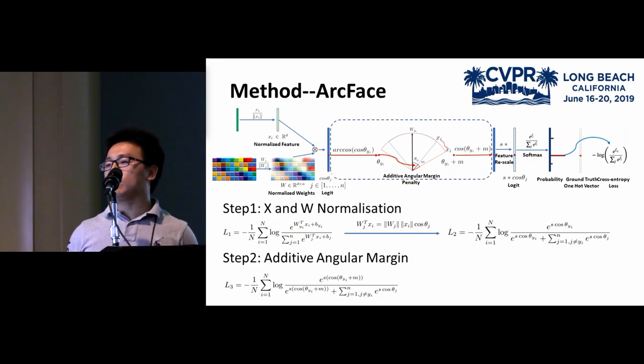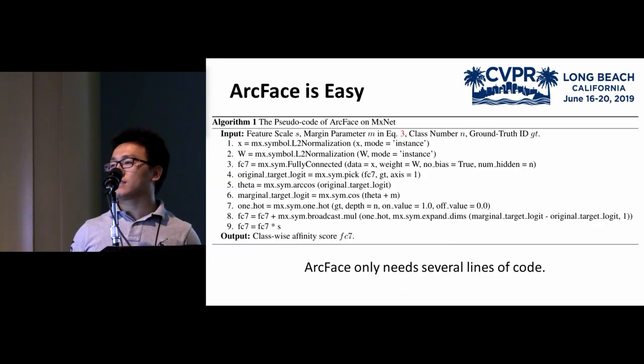There are two main steps. The first step is X and W normalization, which turns the similarity score into cosine similarity. The second step is incorporating the additive angular margin. ArcFace is very easy, only needing several lines of code.